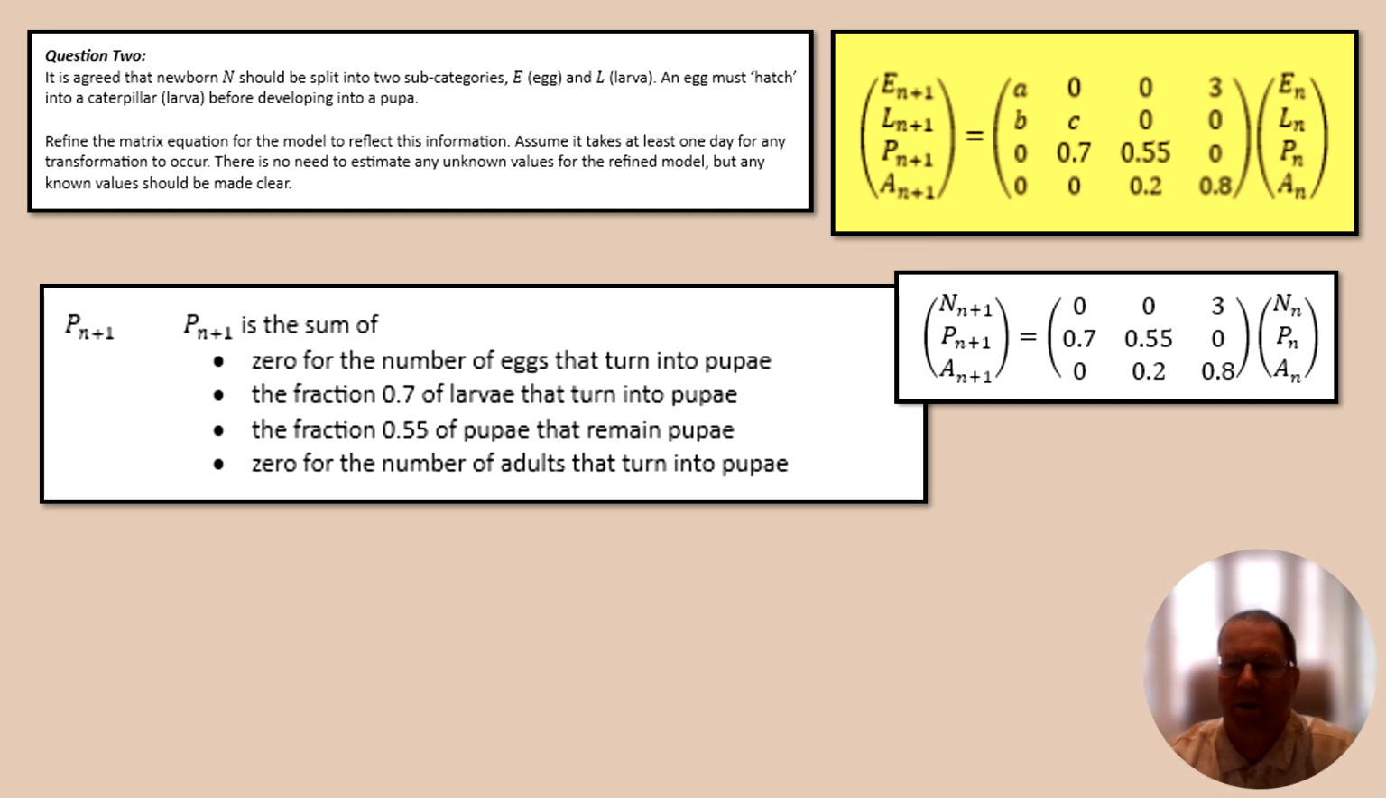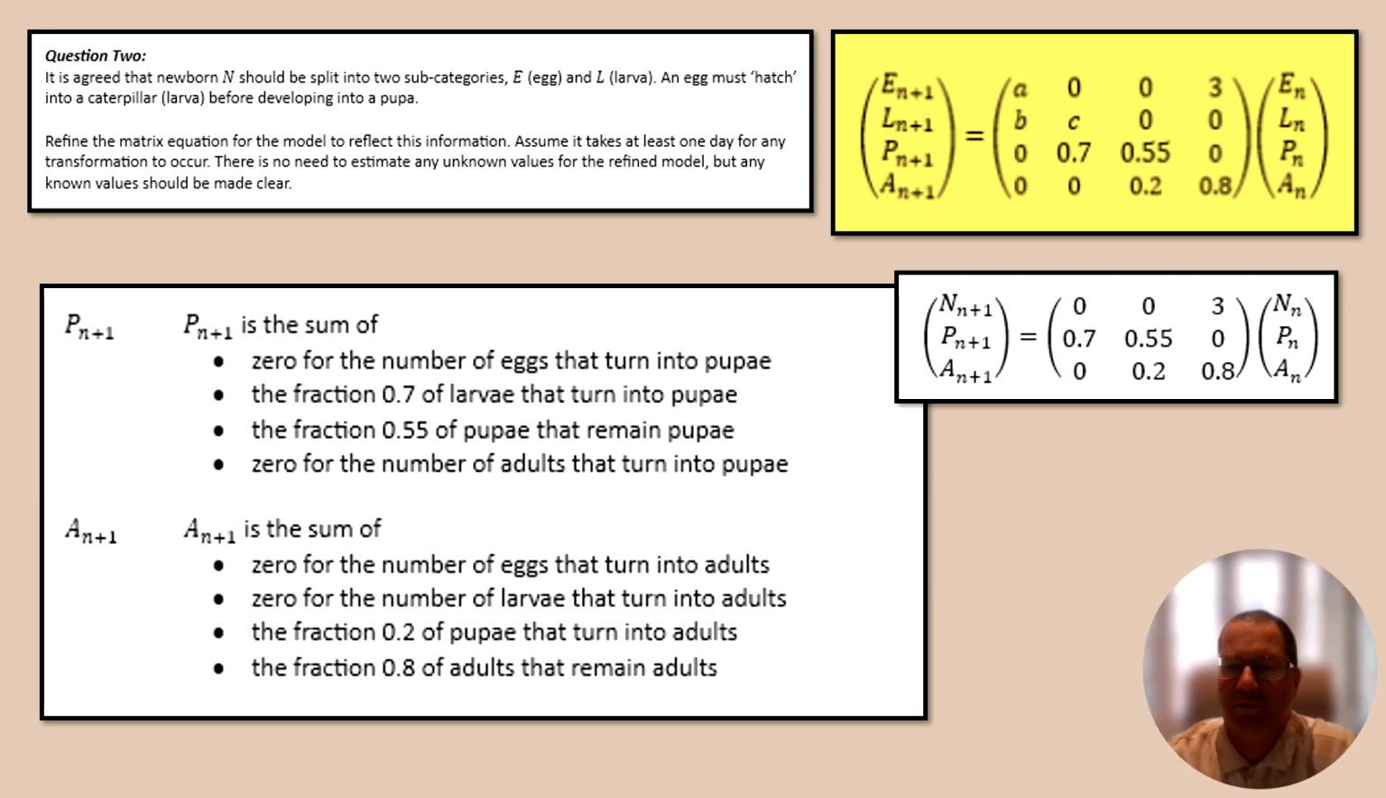For the pupae, we know that no eggs are going to directly turn into pupae, and we already know that 0.7 lots of newborns, i.e. larvae in this case, and 0.55 lots of pupae stay as pupae. And we also know that no adults are going to reproduce to produce pupae.